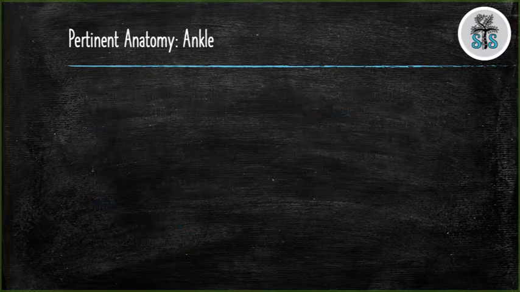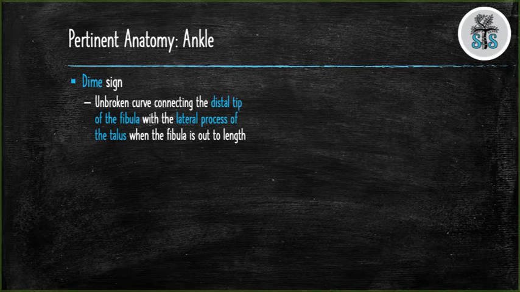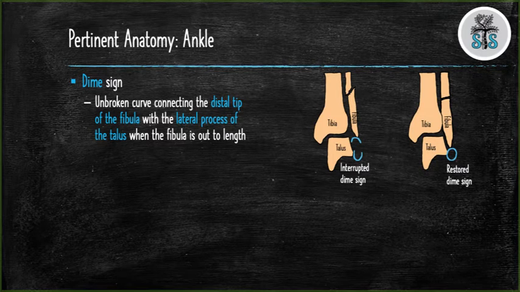Let's dive in a little deeper now. How can you evaluate whether or not the fibula is out to length after sustaining a distal fibula fracture? Well, you can use the dime sign, which is an unbroken curve connecting the distal tip of the fibula and the lateral process of the talus.